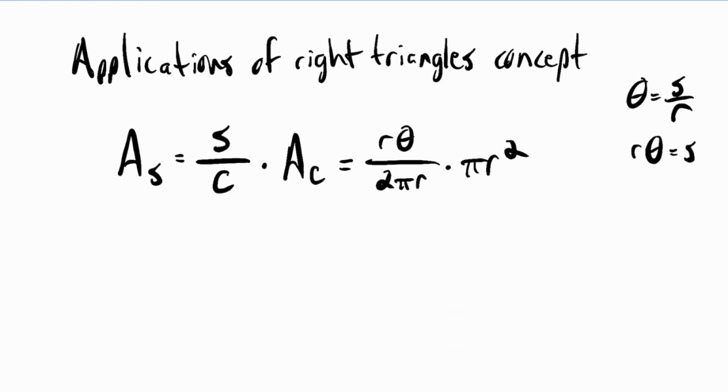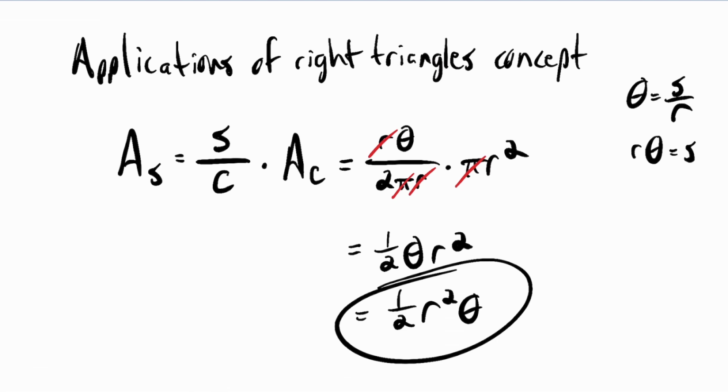So now we get to do some cancellation. These two r's will cancel, and this pi will cancel with this other pi. So if we do a little bit of a rearrangement, we are left with 1/2 theta times r squared, or if you want, 1/2 r squared theta. I usually write it this way. Not sure why, I just seem to prefer it.